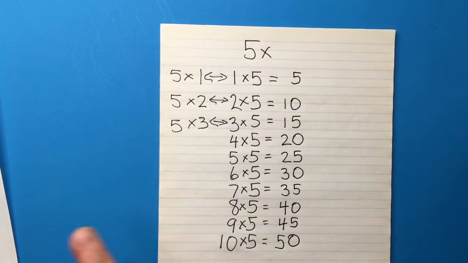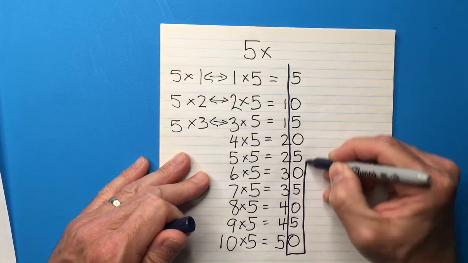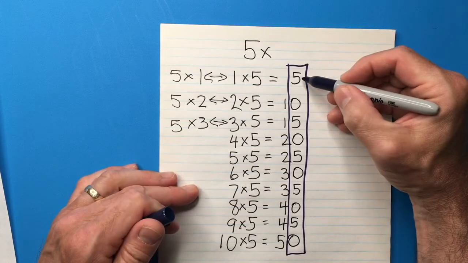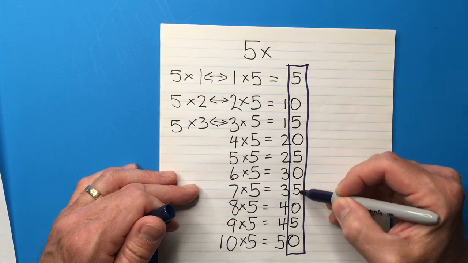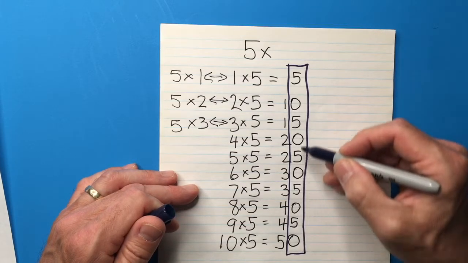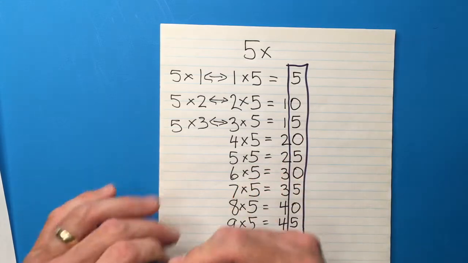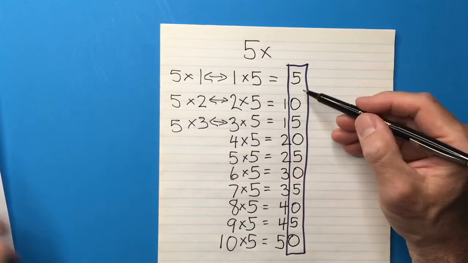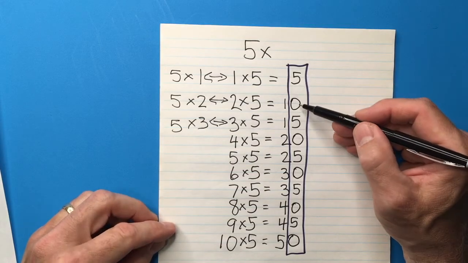So look at this really interesting pattern here. If we look at the ones column here, it goes from 5 to 0, 5 to 0, 5 to 0. It's either a 5 or a 0. Do you see that? There's never another number. There's never a 2 or a 7 or anything else. It's always a 5 or a 0.